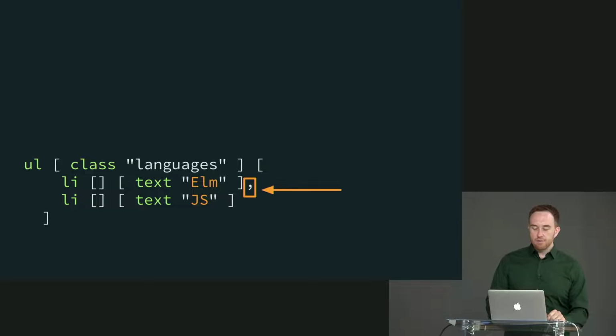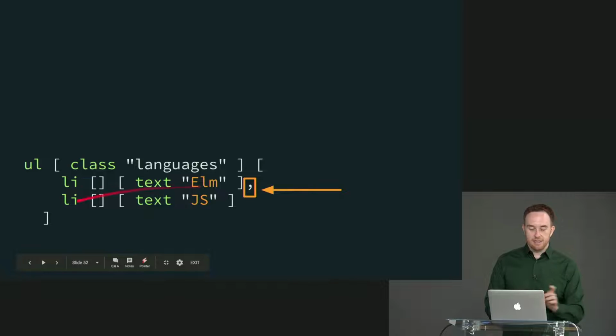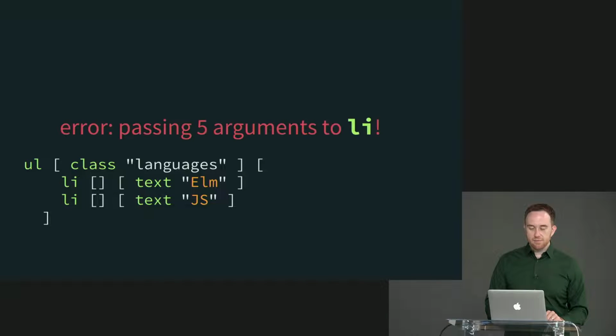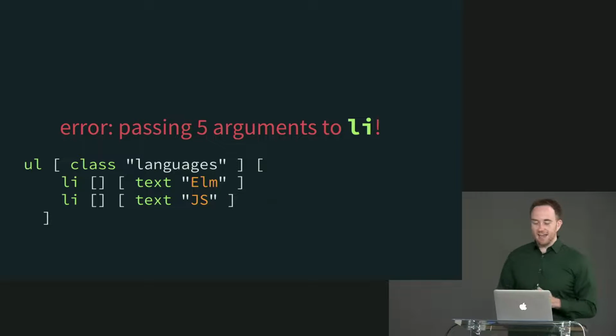Well, previously, what we had was a function call to li passing two arguments, and then another function call to li passing two arguments. And they're separated by a comma because there are two elements in the list. But this one doesn't do that anymore. In this one, we're going to get a compile error that says, you are passing 5 arguments to li.